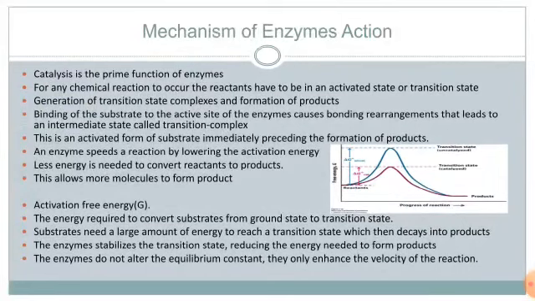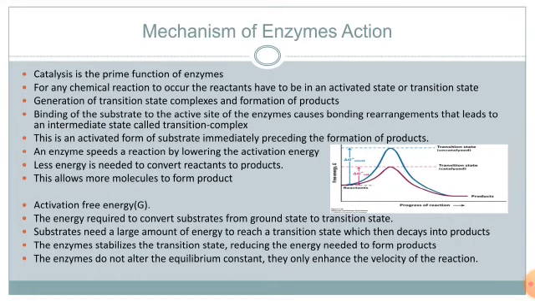As an enzyme speeds up a reaction by lowering the activation energy, less energy is needed to convert the reactant to products. The free energy required by the reactants to undergo the reaction is known as the activation energy: the energy required to convert the substrate from the ground state to the transition state.